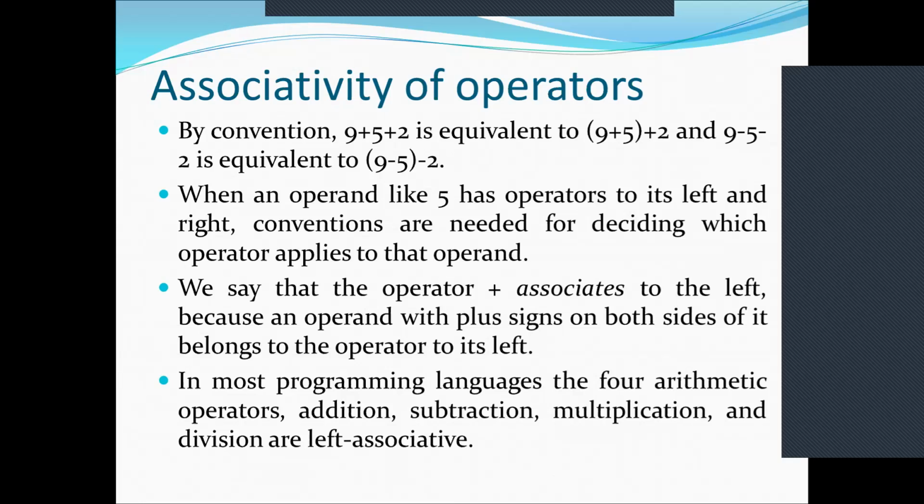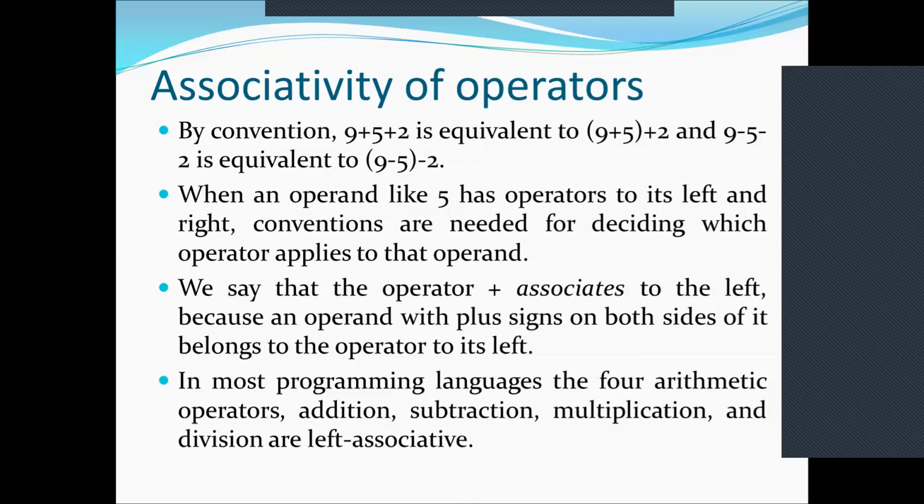What are the two operators here? One is a plus, another is a minus. There are two operators. What are the operands? Three operands. One is 9, then 5, then 2. So with two operators and three operands, the compiler could not understand to which operator it will associate which operand. That is why it did the ambiguous parsing.